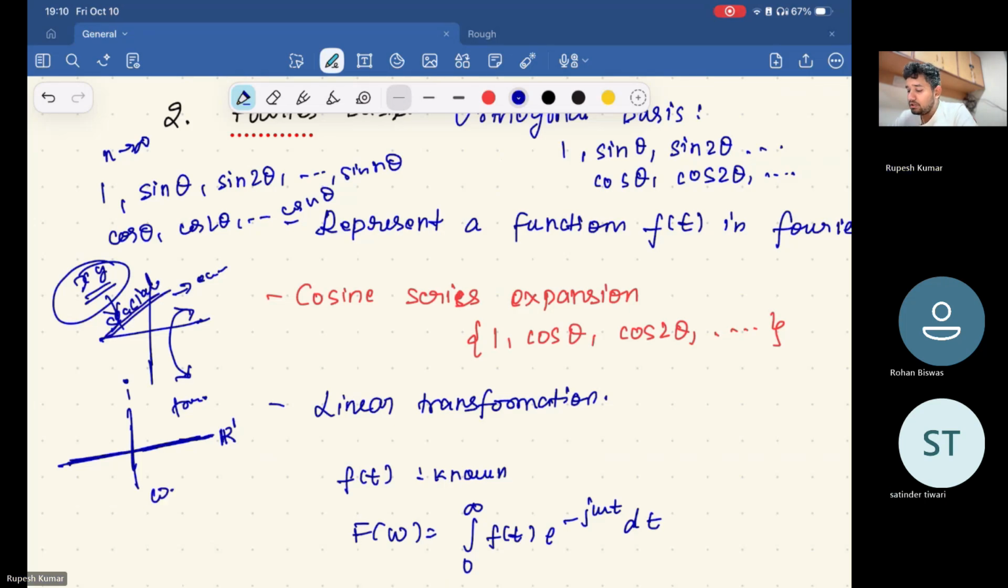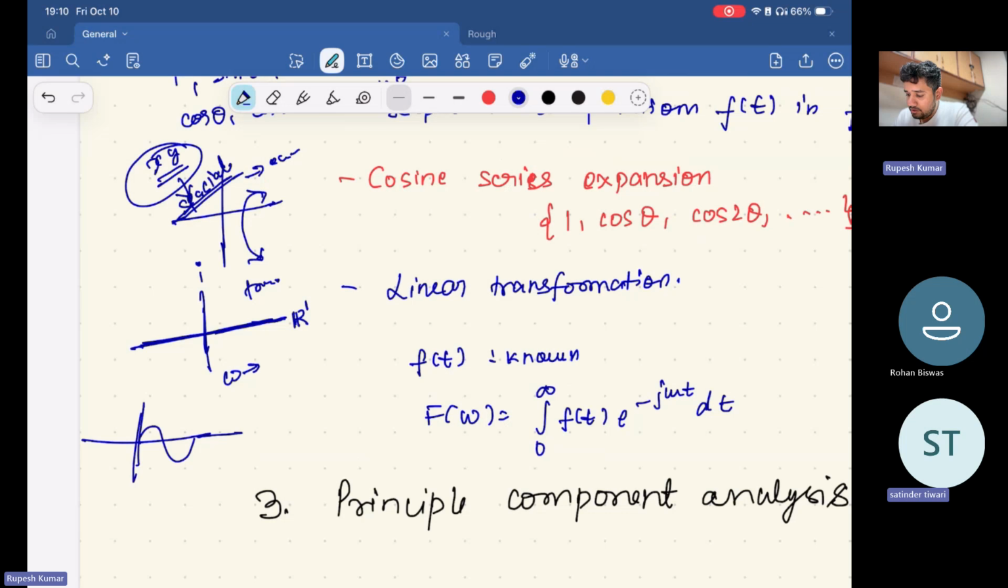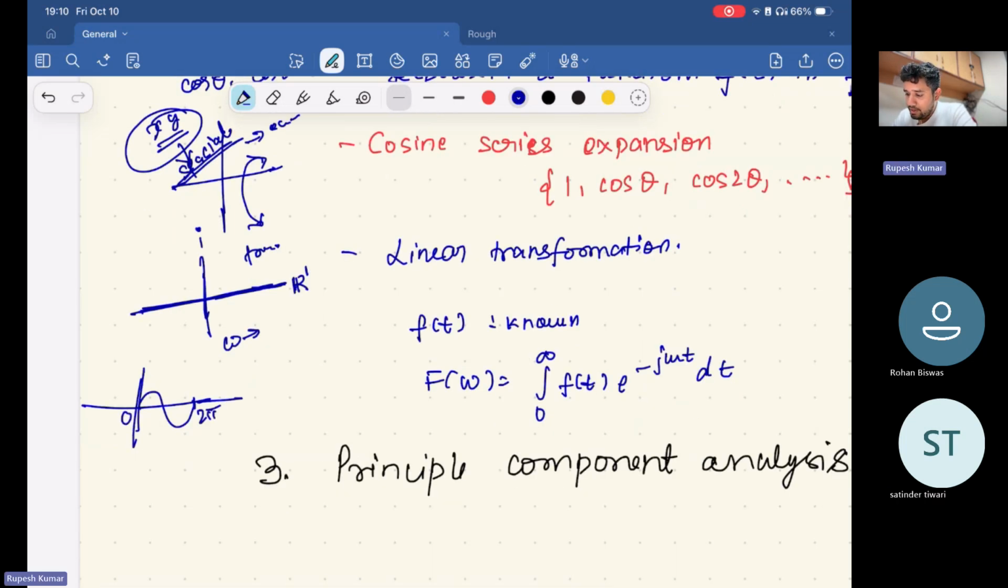Transform to frequency domain, this is a completely different domain. This is not something directly related to the space that you can see. For example, when you draw a wave, let's say this is a wave and this is 2 pi as it goes from 0 to 2 pi. Now, this is your usual XY plane, the usual space where you see.